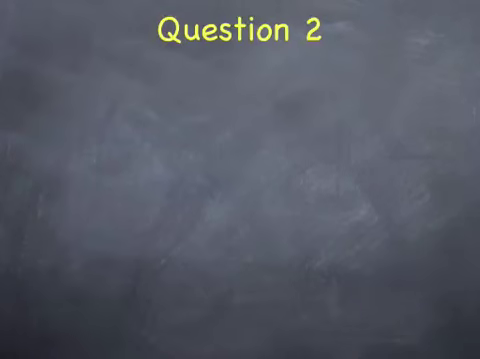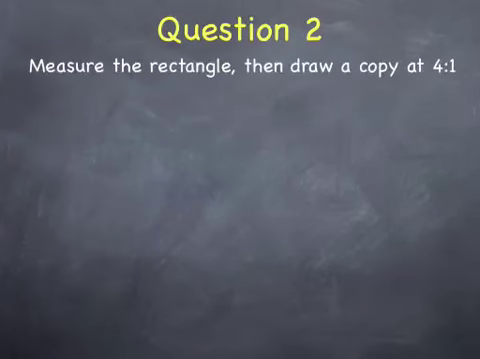Question 2. Measure the rectangle, then draw a copy at 4 is to 1. There's the original rectangle. Measure the length and the width, and then draw a copy at a scale of 4 is to 1. Measuring it, it's 2.5 centimetres length, and the width is 1 centimetre. That's our original, or our real size.